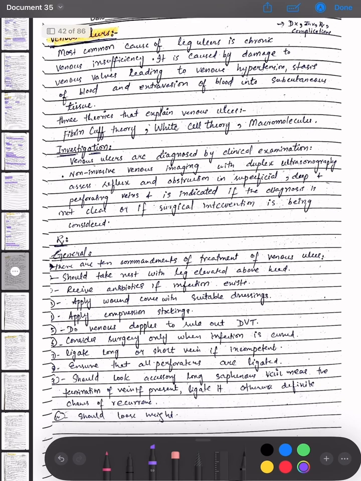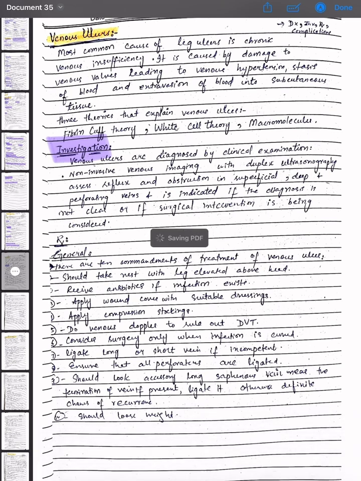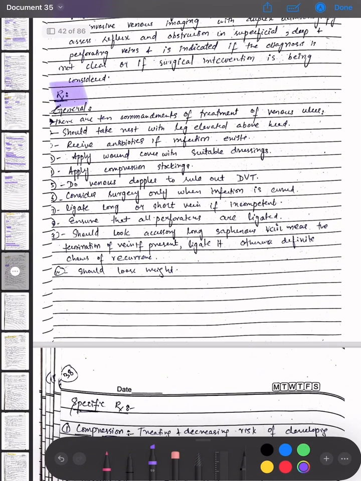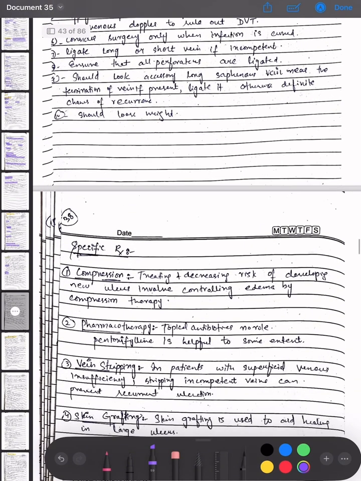What are the investigation options for venous ulcers? Venous ulcers are diagnosed by clinical examination. Non-invasive venous imaging with duplex ultrasonography assesses reflux and obstruction in superficial, deep, and perforating veins and is indicated if the diagnosis is not clear or if surgical intervention is being considered. What are the treatment options of venous ulcer? These are general treatment and specific treatment.